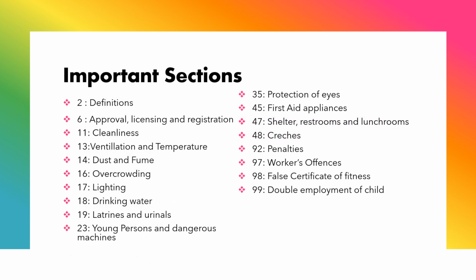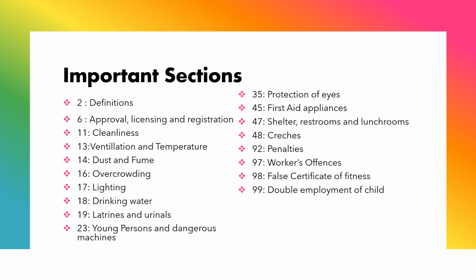Now, some of the important sections. With the Factories Act being a beneficial legislation for the workers, we cannot point out that these are the only important sections. Each and every provision has its significance, but yet these are some of the key provisions that we have to go through. That is section 2, which has definitions. It is actually the interpretation clause. It defines working hour, adult, child, factory, occupier. All this is defined under section 2. Now, section 6 deals with approval, licensing and registration of factories.